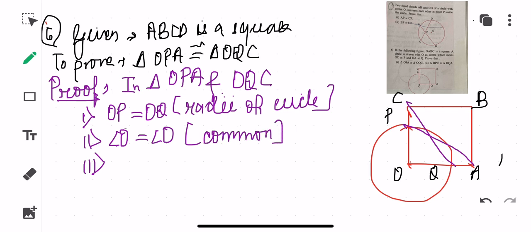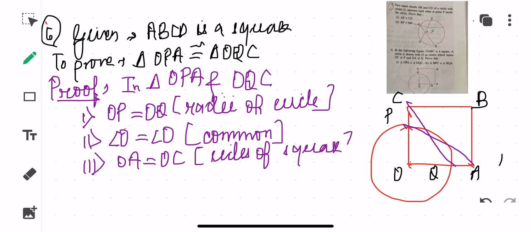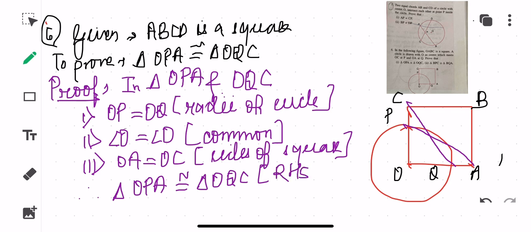And the third part you will be writing what? If you see, OA is equal to OC. Why, children? Because they are sides of the square and they are equal. All the sides of a square are equal. So therefore you will be writing, triangle OPA is congruent to triangle OQC. By which congruency, children? We have a right angle. Is this by RHS? No, children, this is not by RHS because the hypotenuse has not been given equal. So this is by SAS. Side, then angle, then side.